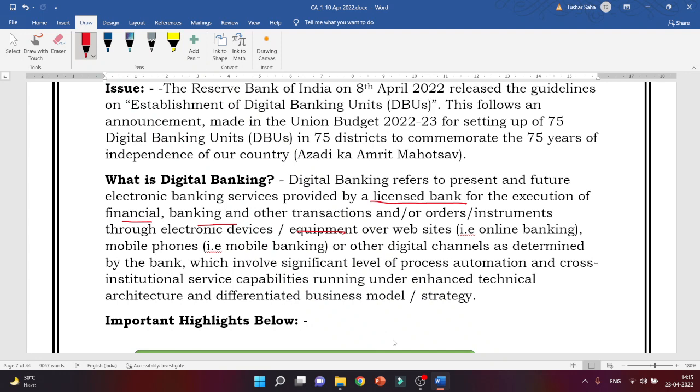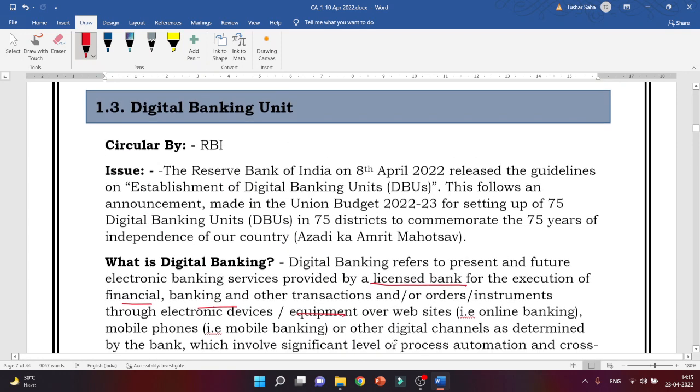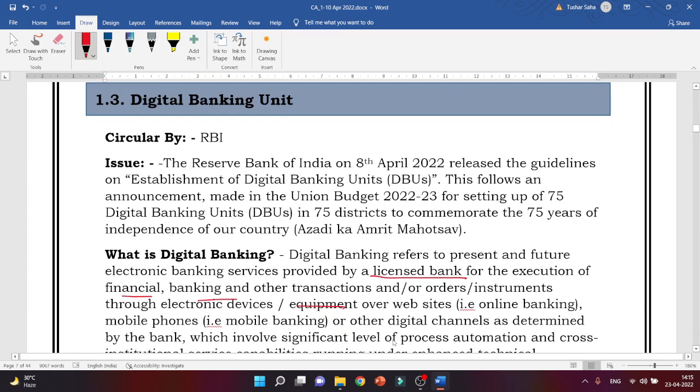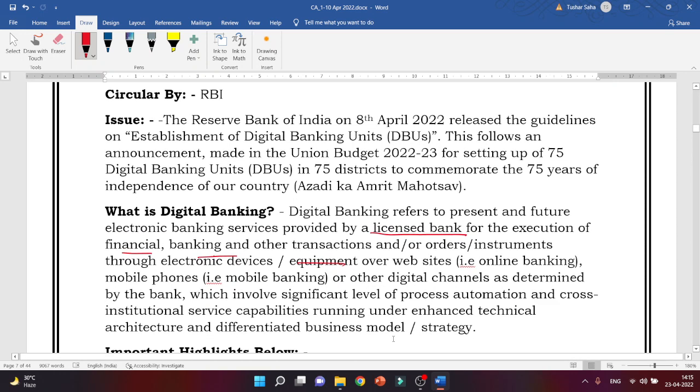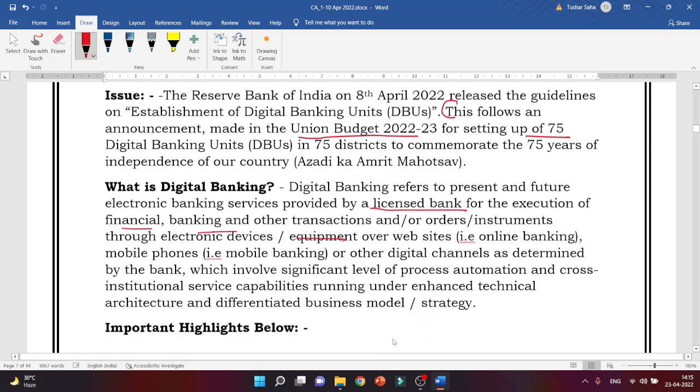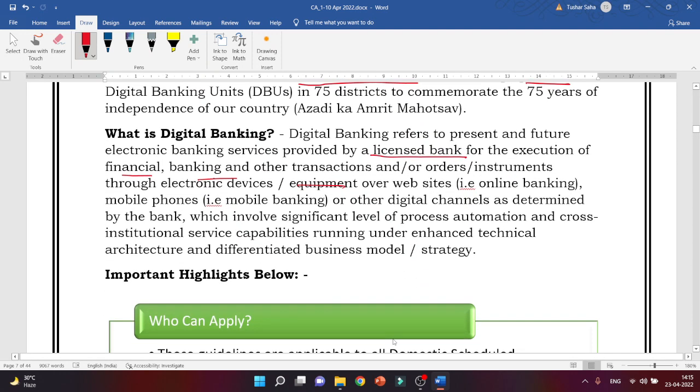So for the existing banks, those who do not have this, this is for them. Now, when was it first announced? It was announced by the Honorable Finance Minister during the Union Budget 22-23, for setting up 75 digital banking units in 75 districts for 75 years of independence. That is what we are celebrating, Azadi Ka Amrit Mahotsav.